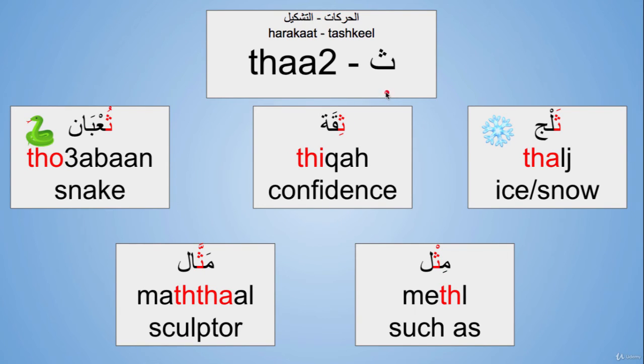Moving on to the letter tha, when it's combined with fatha, it will be tha, like the word thalj, which means ice or snow. And you can have it with kasra, thi, like the word thiqa, which means confidence. Or you combine it with dhamma, so it will be thu, like thu'ban, which means snake. And you can have it with sukoon in a word like mithl, which means such as or for example. And you can have it also with shadda, so it will be something like mathal, which means a sculptor.